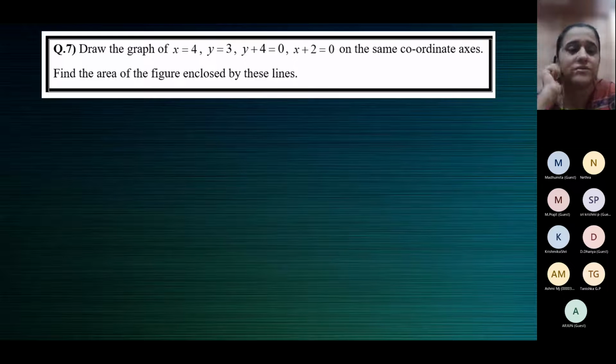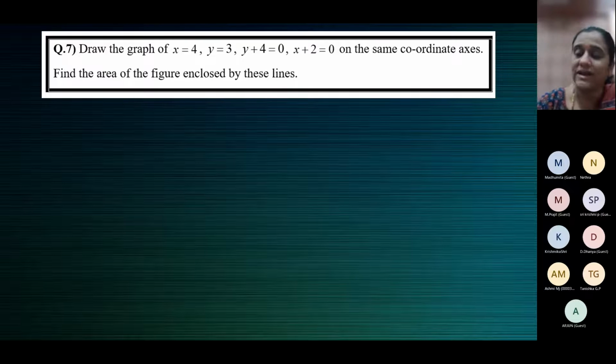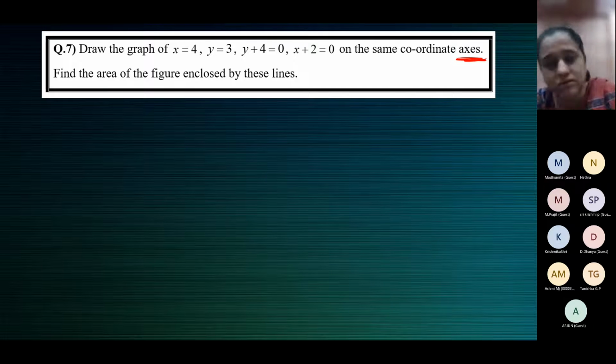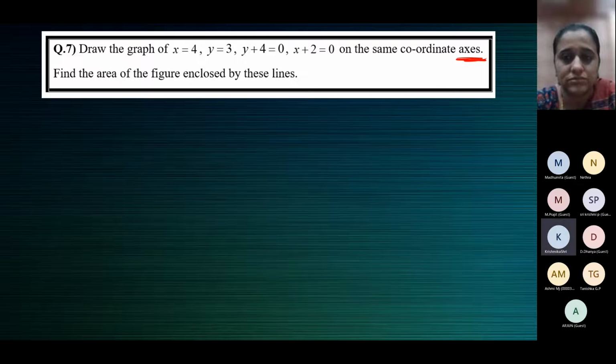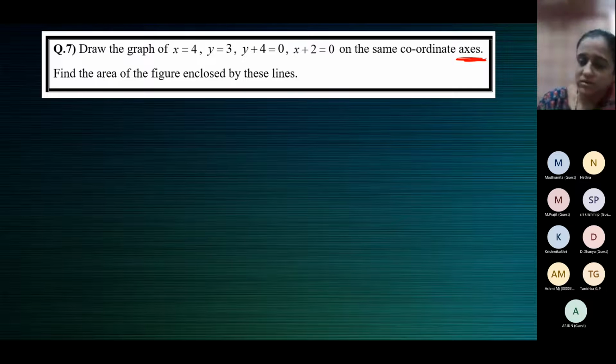Yeah, I think this one, right? Draw the graph of x is equal to 4, y is equal to 3, y plus 4 is equal to 0, x plus 2 is equal to 0 on the same coordinate axes. Find the area of the figure enclosed by these lines. This is the next one, right? Yes, ma'am. All right. So what do we do here?